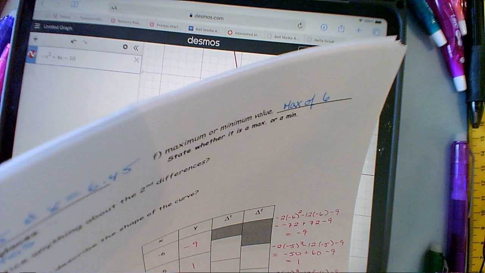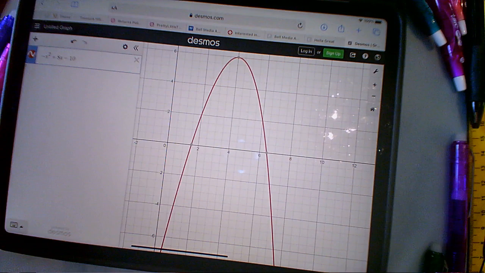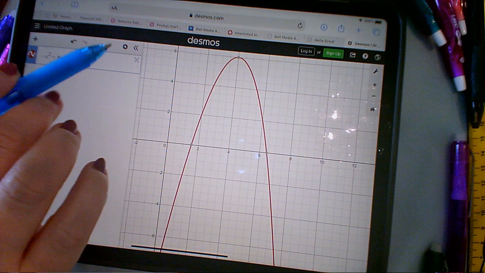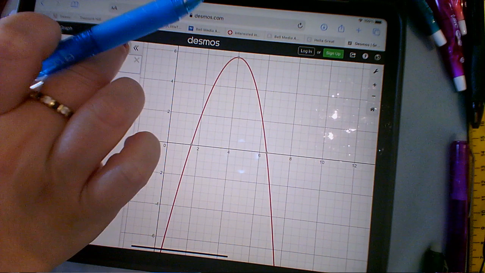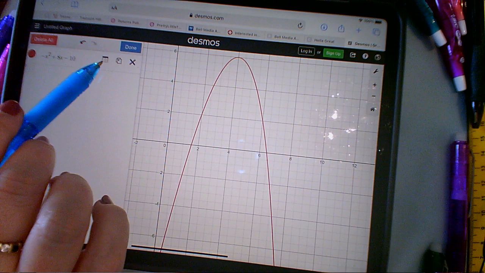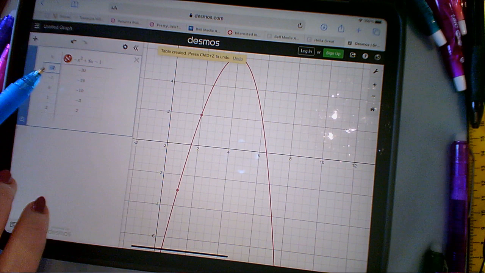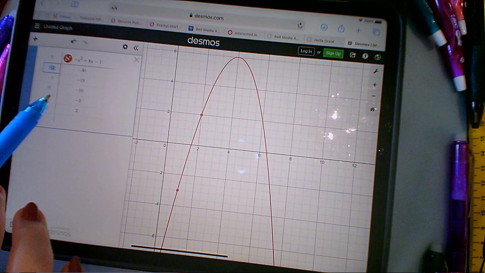That's basically it. So that's what Desmos allows us to do, is to get those yucky answers very easily. Now, if you wanted to see the table of values, you would go to this settings little menu here that looks like a flower, and you would pick the first icon, which is a chart. And here are your numbers. So negative 2 goes with negative 30. Negative 1 goes with negative 19. 0 goes with negative 10. 1 goes with negative 3.